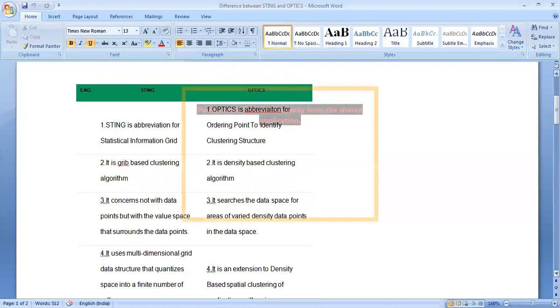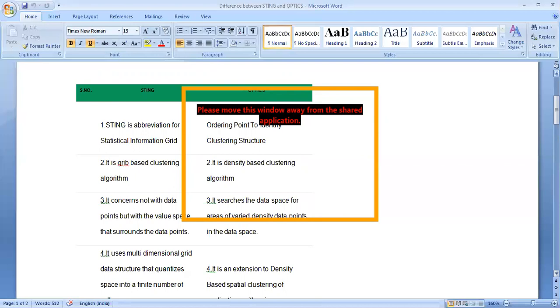But on the other hand, when we talk about the OPTICS algorithm, it is a density-based clustering technique. It searches the data space for areas of high density of data points. While STING was searching the value space, OPTICS searches for high density data points in the data space. The high density regions are considered as the clusters, and two clusters are divided by low density regions.